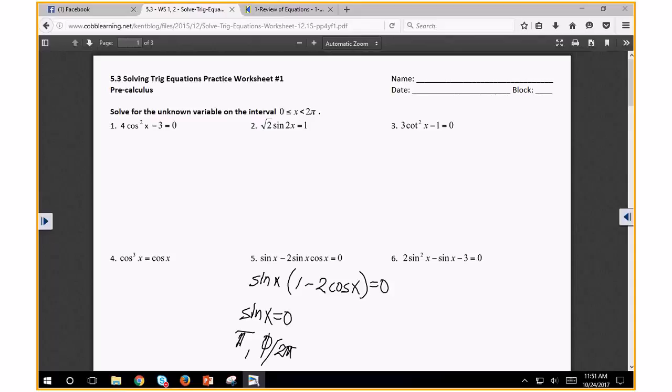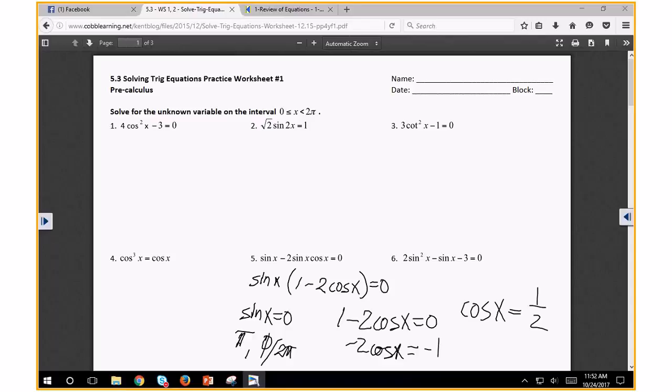And then this is 1 minus 2 cosine of x is equal to 0. Negative 2 cosine of x is equal to what? Negative 1? Divided by negative 2, cosine of x is equal to what? 1/2? All right, now think about that one for a minute. Oscar had a hump. So that's 1 over 2. So that would be what? 60 degrees? Y'all check me.